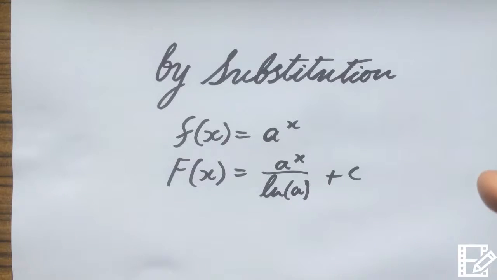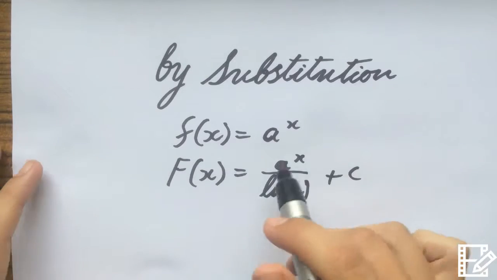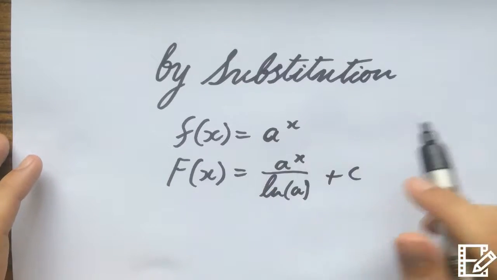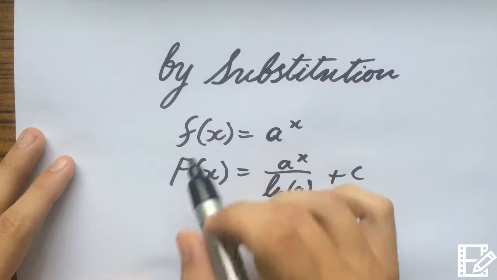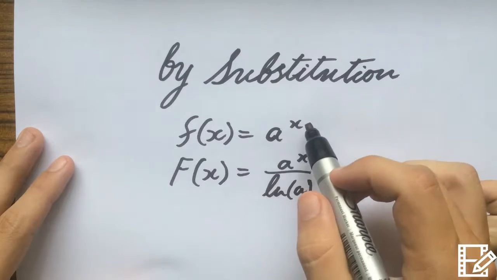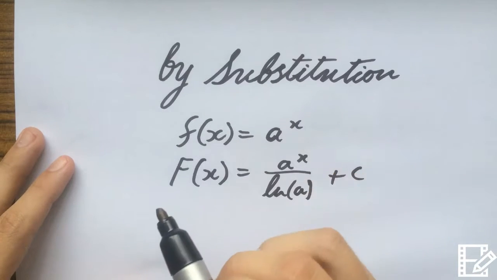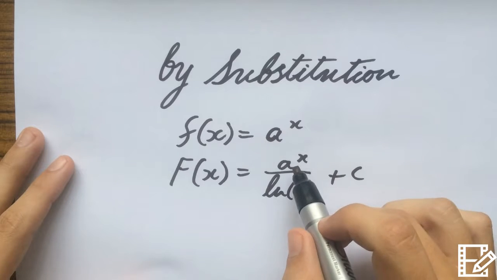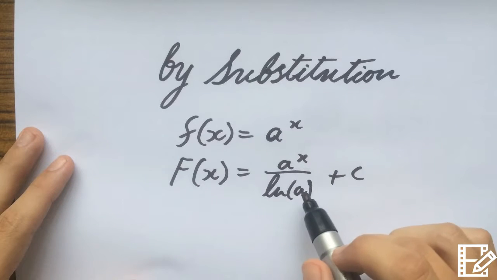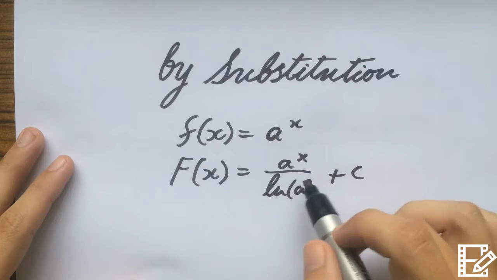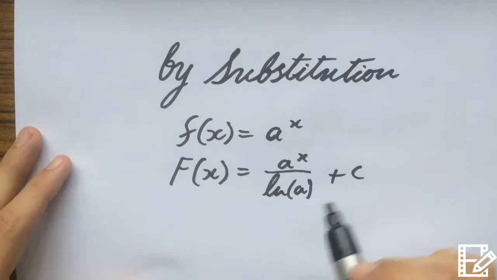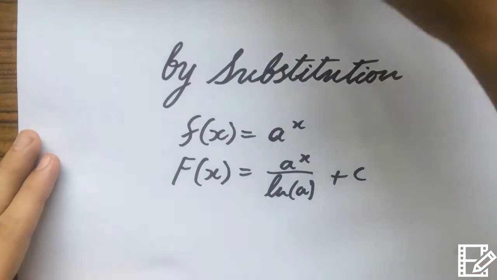This episode I'll be focusing on integration by substitution, and the focus will be on the exponential function of a to the power of x. So obviously here we have a function a to the power of x, a being a number. The integral of that function being a to the power of x over ln of a plus c. So say 7 to the power of x would be 7 to the power of x over ln of 7 plus c.